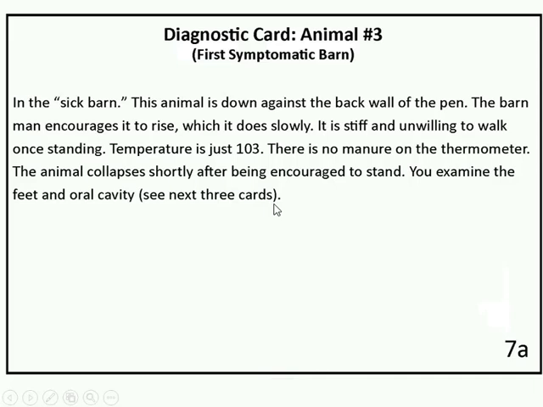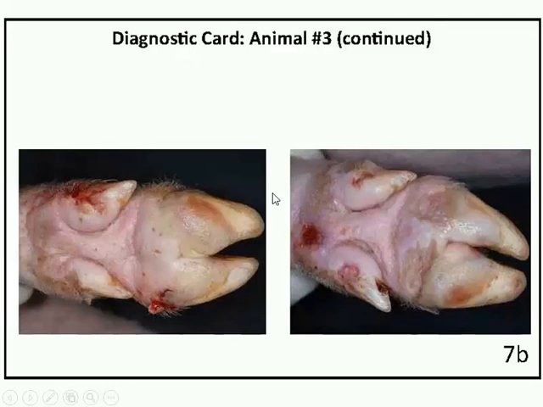Again, these are for swine. The animals you're looking at hopefully will be healthy. So again, we're trying to drive a particular differential diagnosis. And then some of the diagnostic cards are a combination of not only text, but also pictures. Just sometimes with pictures, it's hard to see what you're looking at.